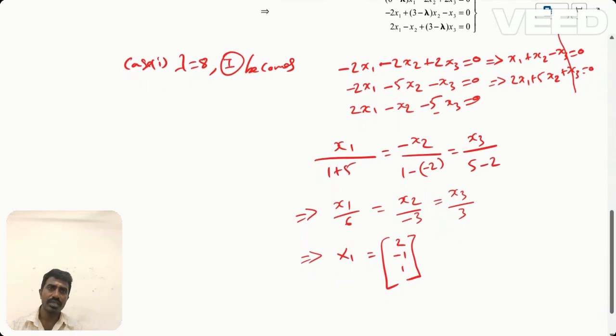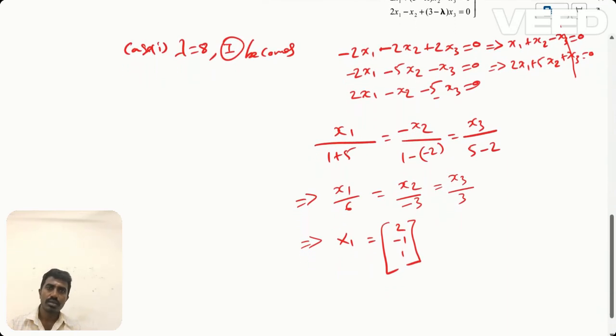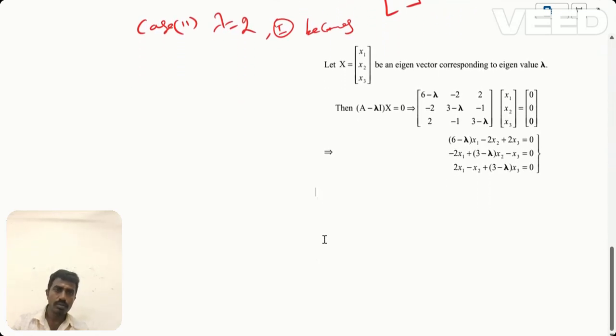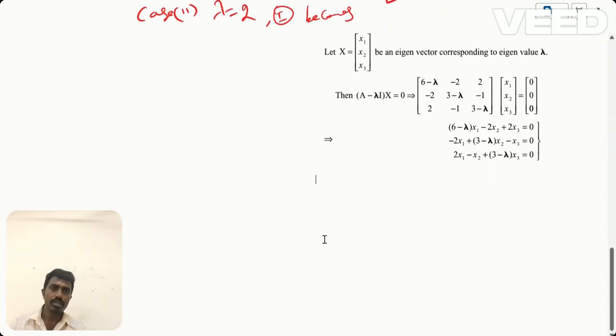Similarly, you find the next two eigenvectors. So case 2, lambda equal to 2. Then the system 1 becomes this one. Now in this substitute lambda equal to 2, then what you may get?